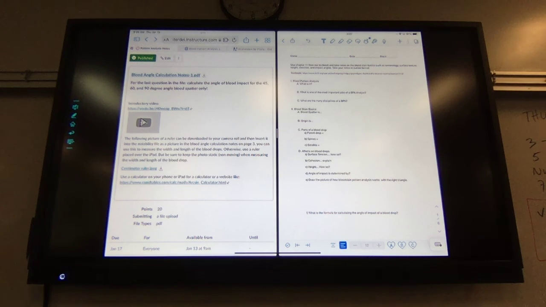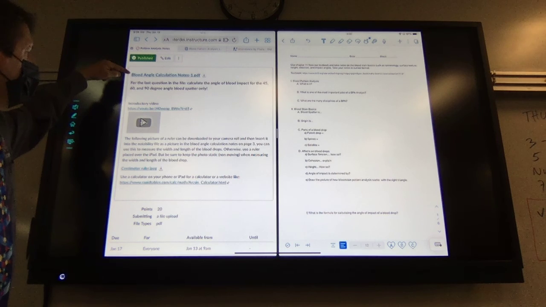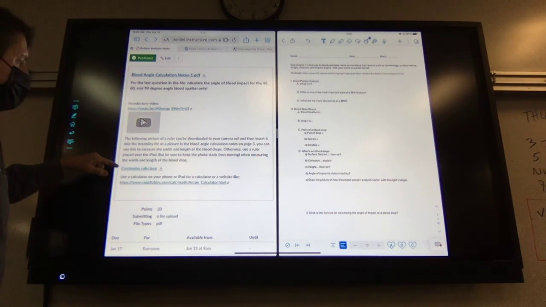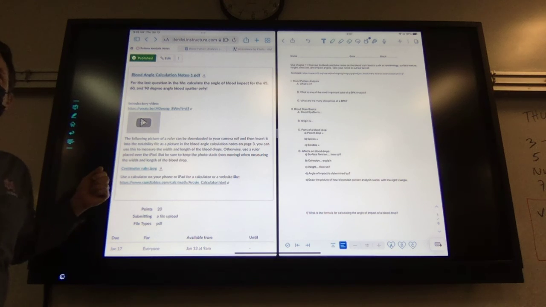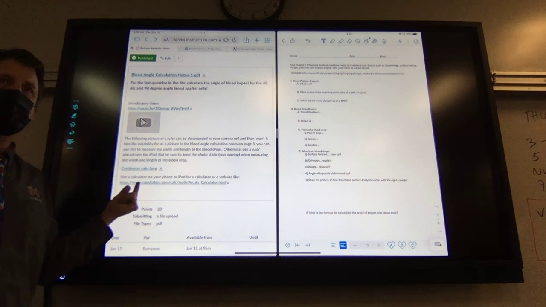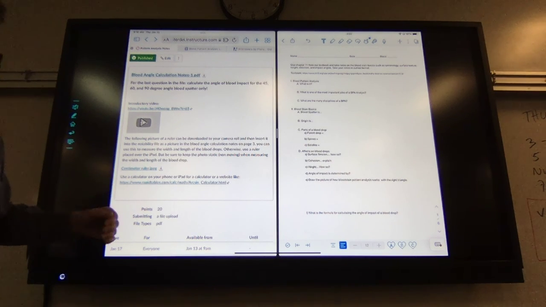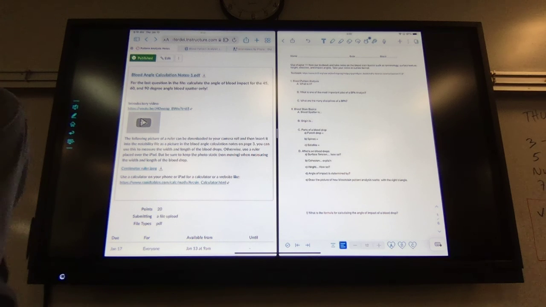Calculation notes. You now have the file right here, and you have the centimeter ruler. We're going to do some calculations, so you'll maybe want to come back here to have that address. You can also do a Google search, but it's right there. We're going to be using trigonometry today, and your calculator on your iPad or phone can handle that.